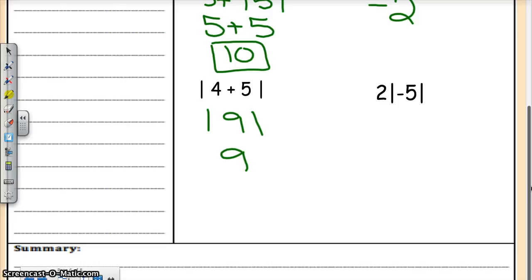2 times the absolute value of negative 5. How far away is negative 5 from 0? 5. So 2 times 5, 10. Now notice my difference there. I have my absolute value symbols and then my parentheses, because that means I evaluated it and I know that I need to multiply them. Okay? Next page.